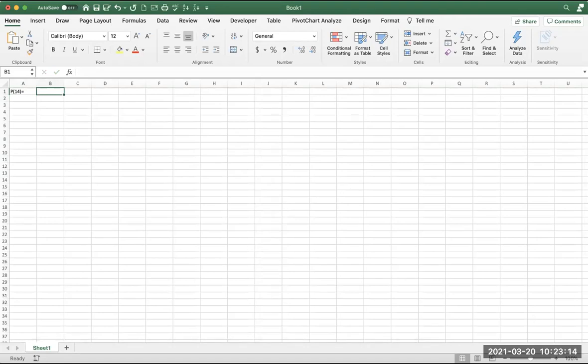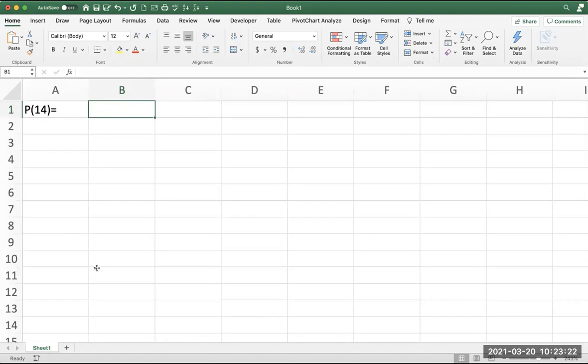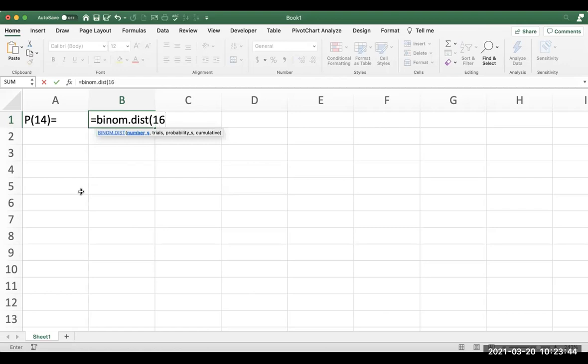Let's make this bigger. Okay, so I want 14 successes. So binomial distribution. I have 16 trials, each with a probability of 1/2. Number of successes: I have 14 successes. Number of trials, 16. Probability of success is 1/2.